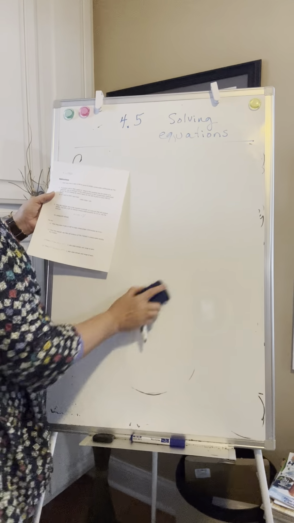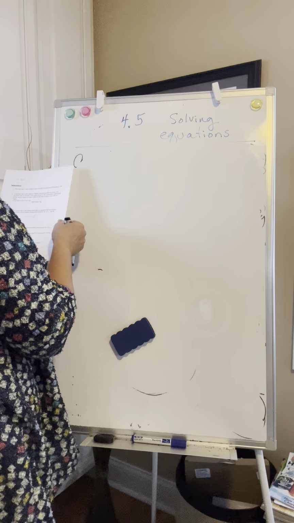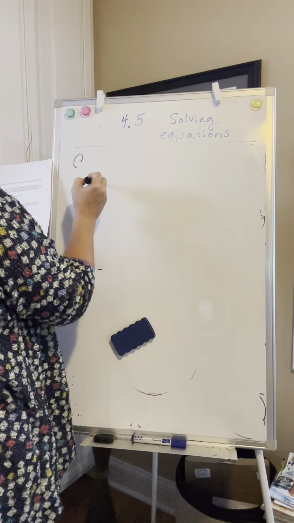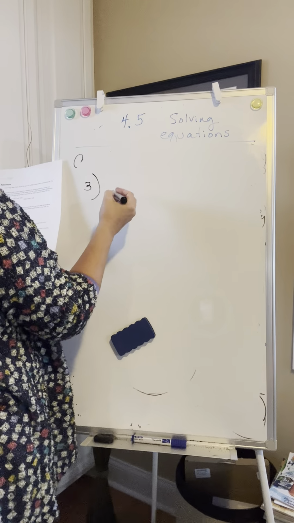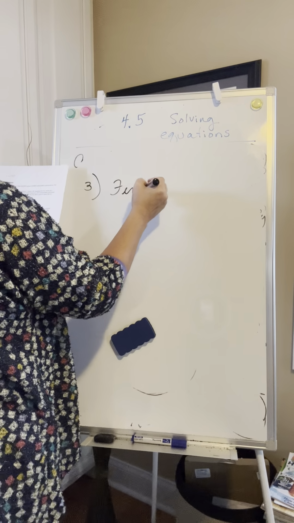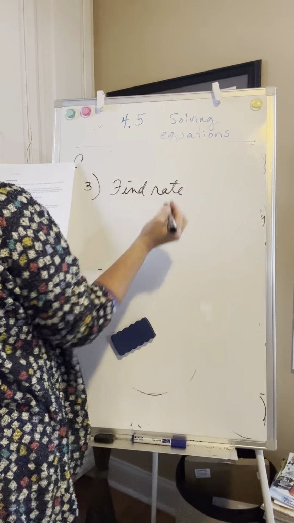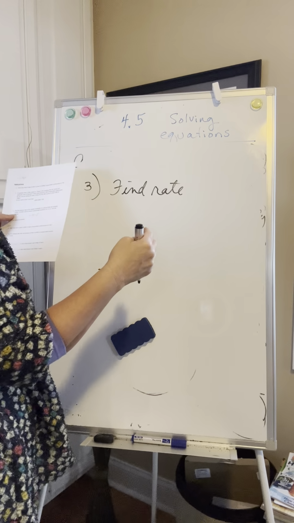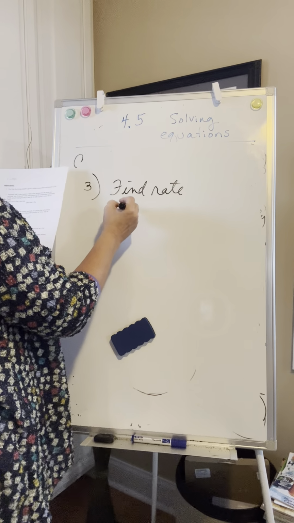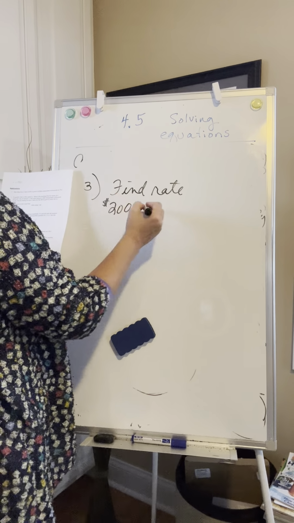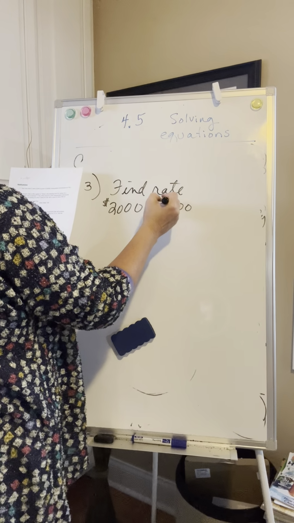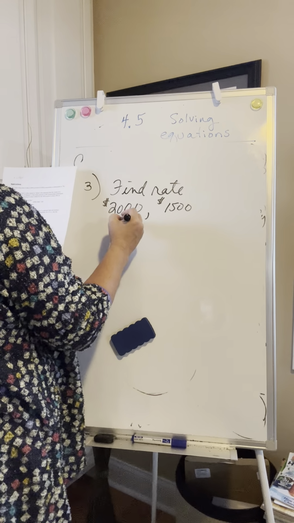We can also solve for the rate. Number 3 on the handout says find the interest rate. I don't know if we've done that together in a video. To the nearest 100th of a percent, we want it to produce $2,000. We want to start with $1,500. And we want to compound it quarterly.